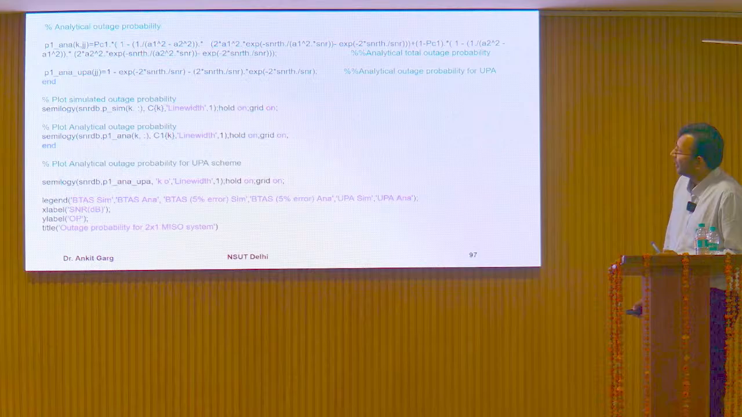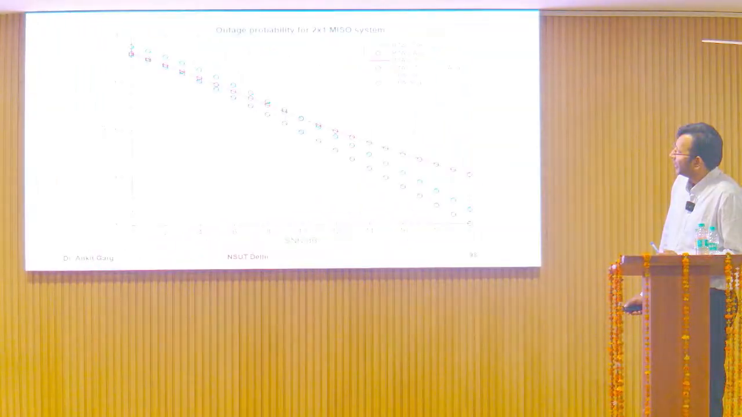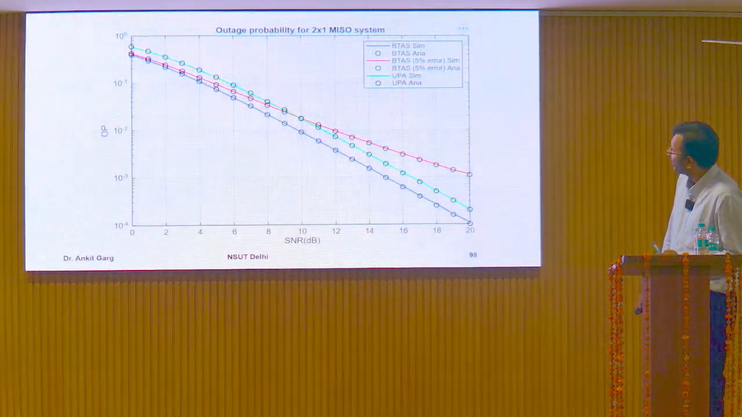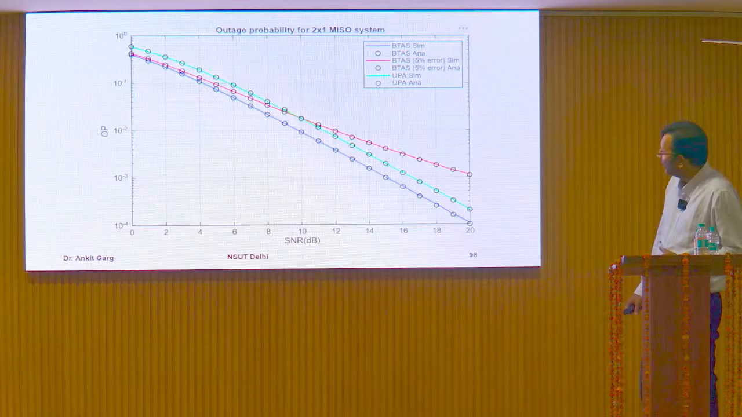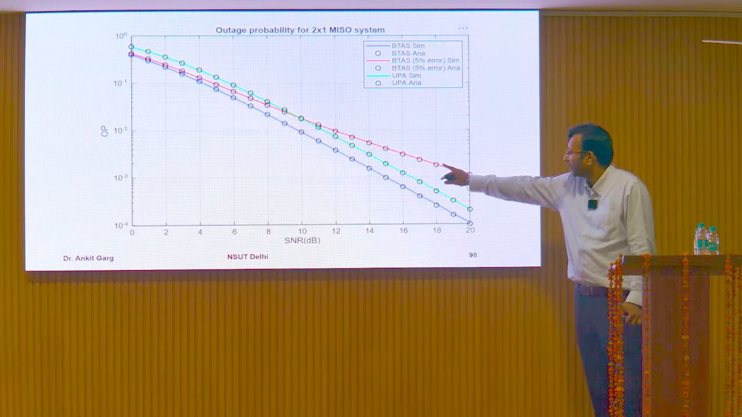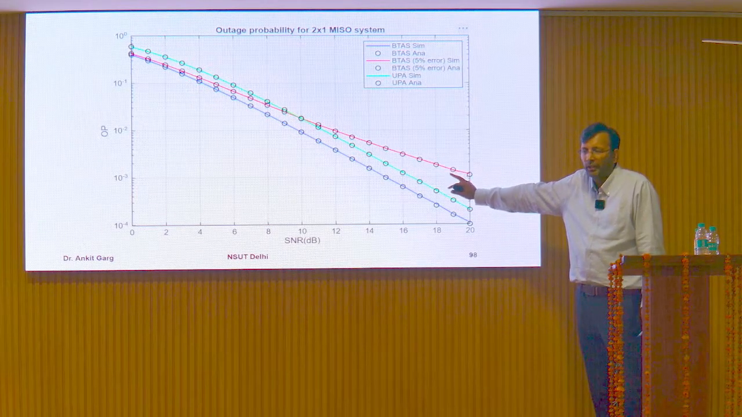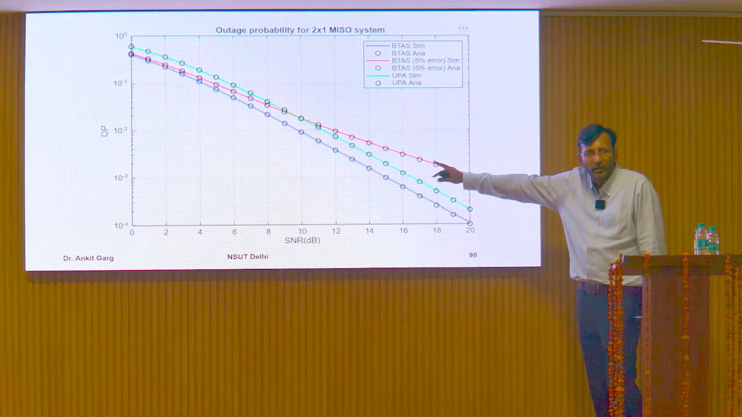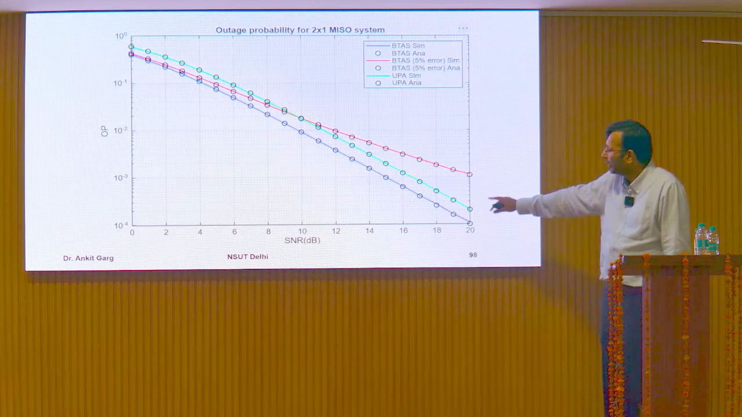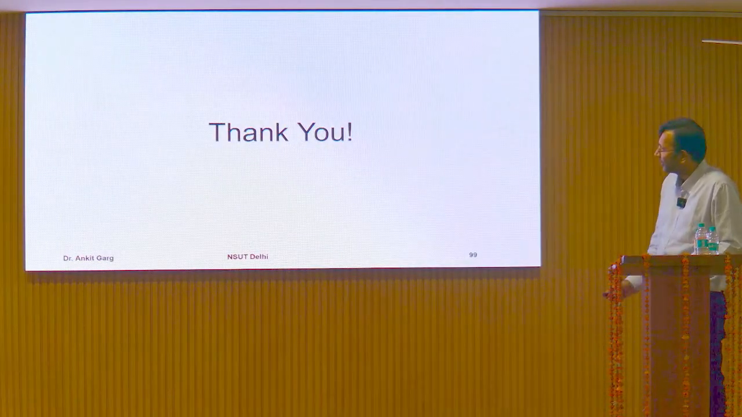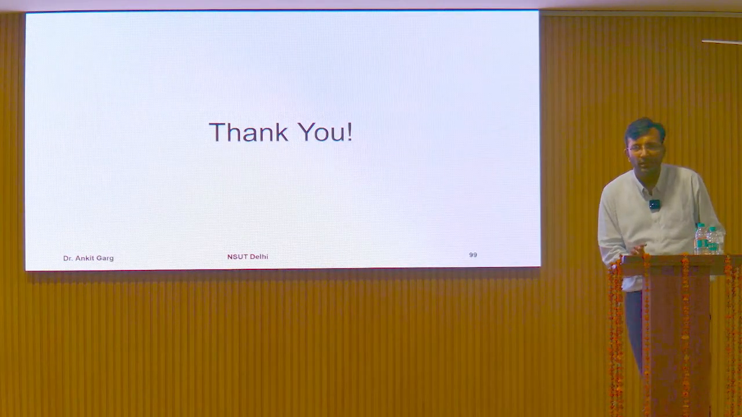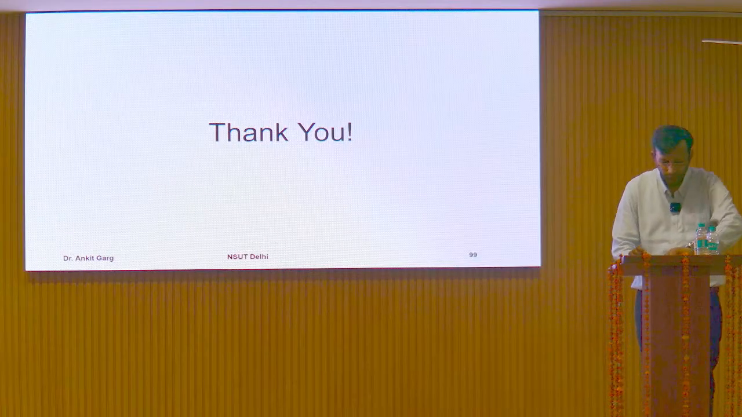Then we have an analytical expression, right? And these are the graphs. UP represents the uniform power allocation, BTS with perfect feedback, and BTS with error. BTS with error means selecting the wrong antenna and giving whole power to that wrong antenna, so its performance deteriorates, right? So this is all from the MATLAB exercise. If you have any questions, you can ask now.